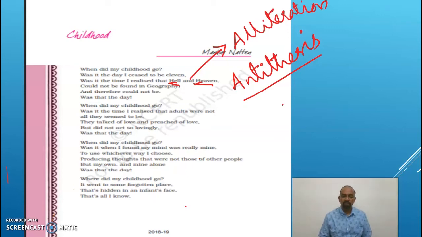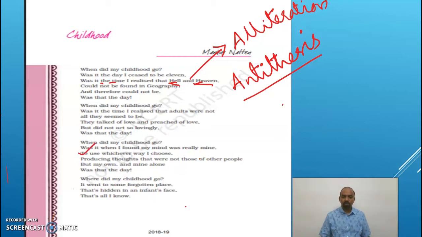So, you can find more alliteration in the poem, like the time. The T sound is repeated. Somewhere else also you can find the poetic device of alliteration.